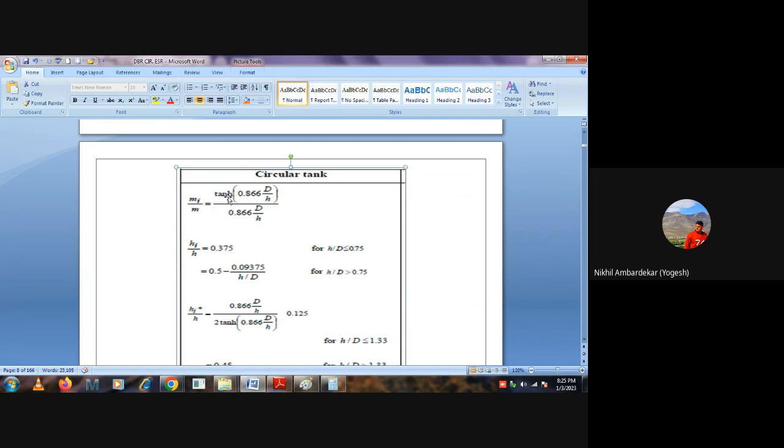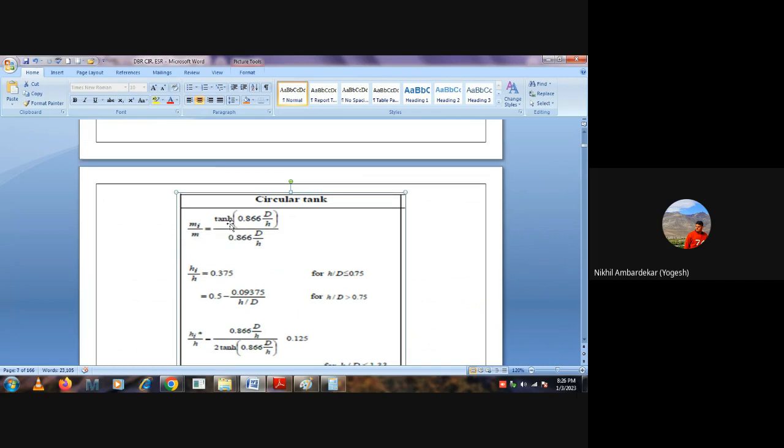Do you know h? The height of the tank, so that is also known. We know the diameter of the tank, that is also a known value. So in this formula, the only unknown is the impulsive mass, mi. Can you calculate if you put all these values there? Very simple. Just put in all the values and you will get mi.